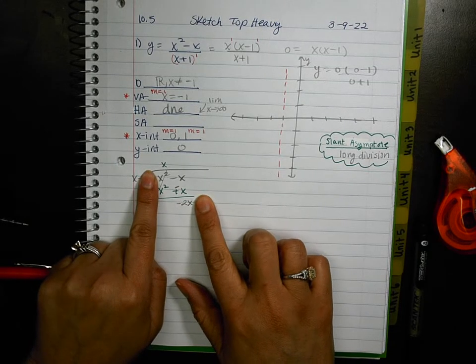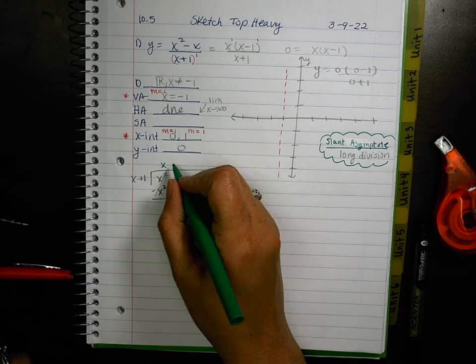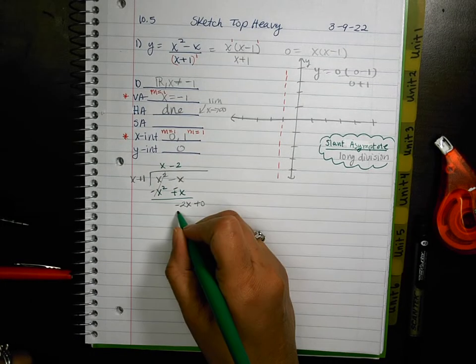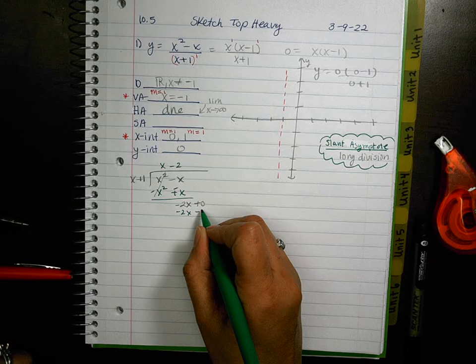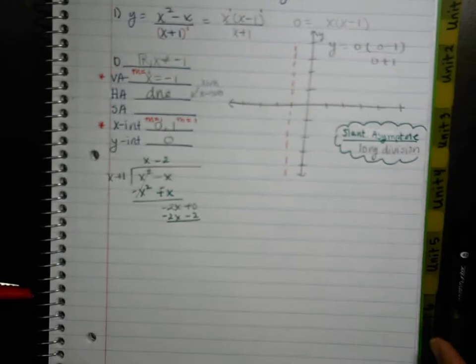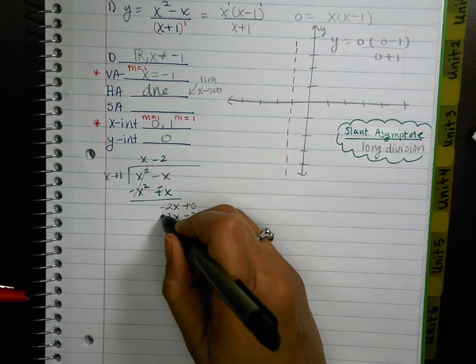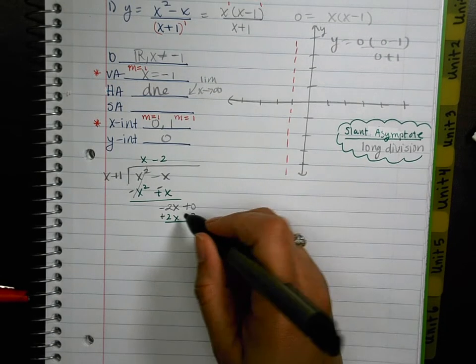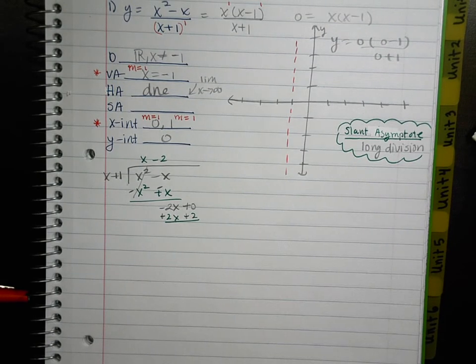X times what is negative 2x? Negative 2. Distribute. Negative 2x minus 2. Change your signs going downward. If I'm subtracting a negative, that's going to become plus. Subtracting a negative is going to become plus.